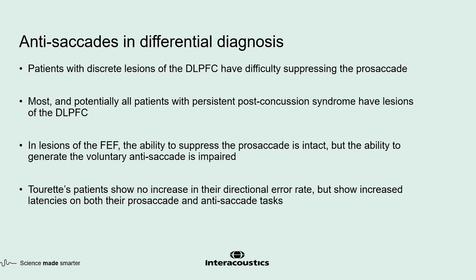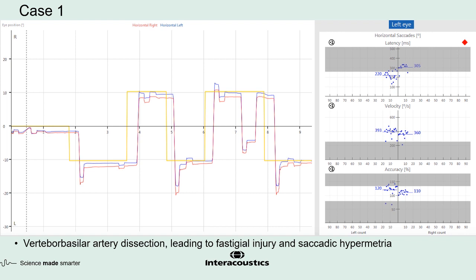Okay, now let's look at some cases. This is how we're going to tie this up. These are a bunch of patients that I've seen over the last month. This first one is a patient that had a vertebral artery dissection. Somehow she survived. Classic Wallenberg presentation. It led to a fastigial cerebellar injury and profound saccadic hypermetria.